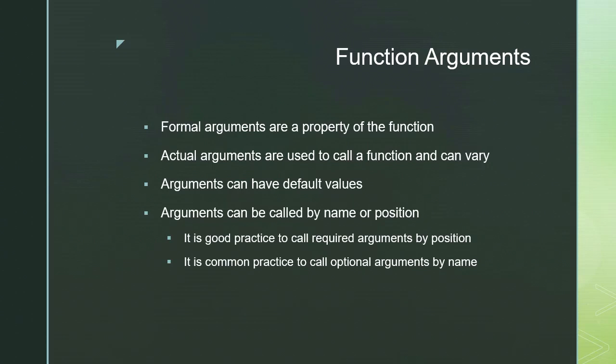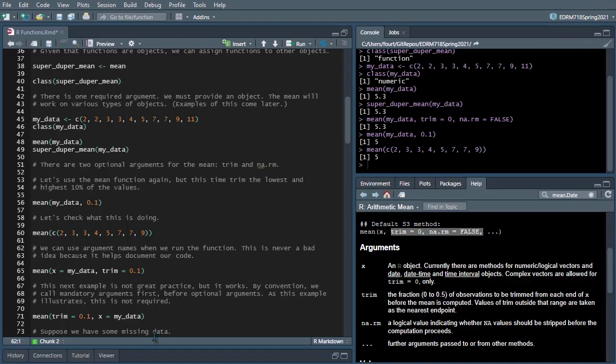Arguments can be called by name or position. It is good practice to call required arguments by position. It's common practice to call optional arguments by name. When I used trim before, I put in my data as the required argument. I put in 0.1 without calling it trim, but I knew that would trim because of the order in which the arguments are listed. Look in the help section.